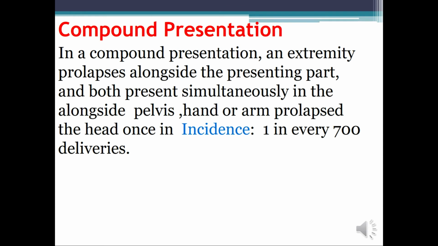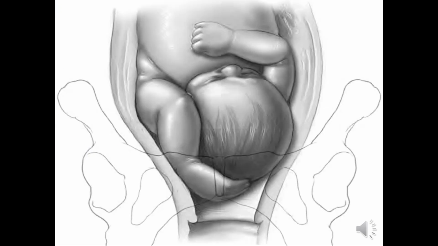Now we will talk about compound presentation. In a compound presentation, an extremity prolapses alongside the presenting part, and both present simultaneously in the pelvis. Hand or arm prolapsed alongside the head occurs in 1 in every 700 deliveries. Here, as you see, this is the arm, the hand, alongside the fetal head.